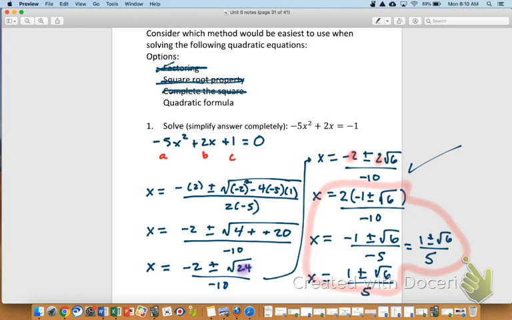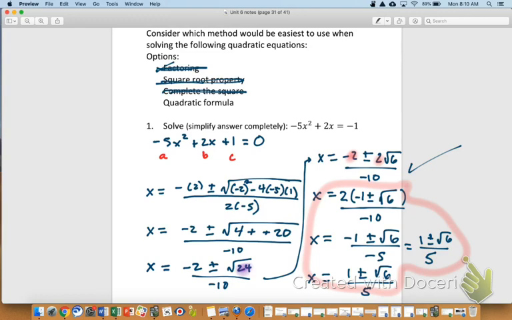So that's why I say if you can get to that check mark, I would say you've definitely demonstrated you know how to use the quadratic formula. I would be pretty happy with that. Anybody else with a follow-up? Some kind of question, comment?